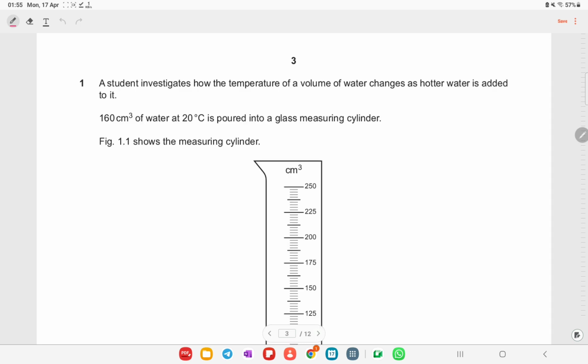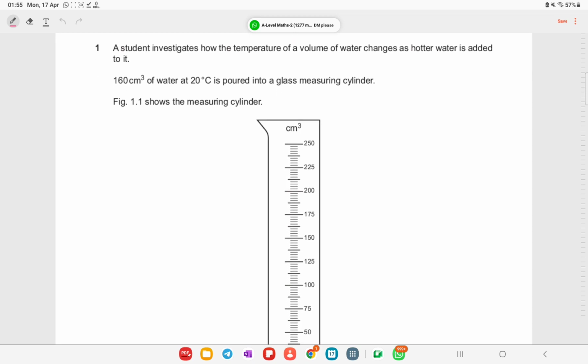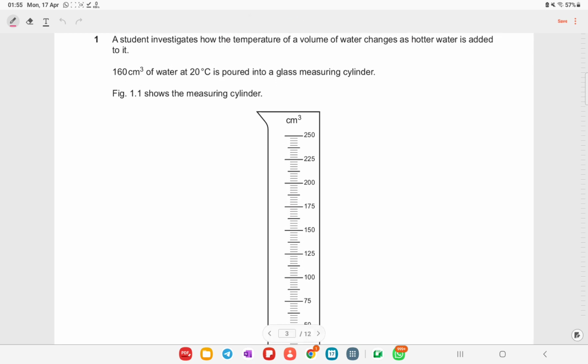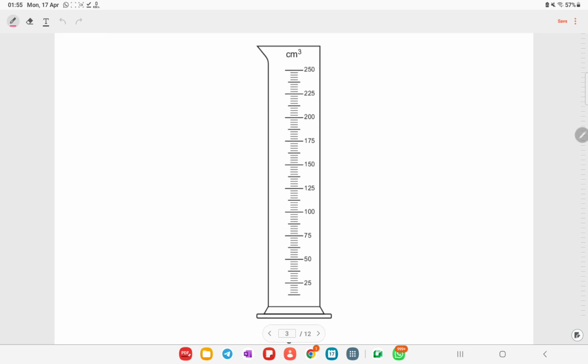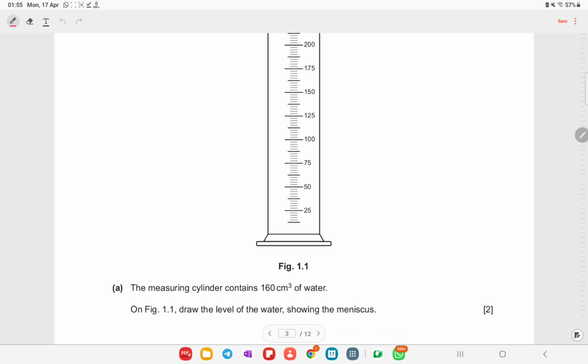A student investigates how the temperature of a volume of water changes as hotter water is added to it. 160 cm³ of water at 20 degrees Celsius is poured into the glass measuring cylinder. Figure 1.1 shows the measuring cylinder, and the measuring cylinder contains 160 cm³ of water, and you need to draw the level of water, showing the meniscus.